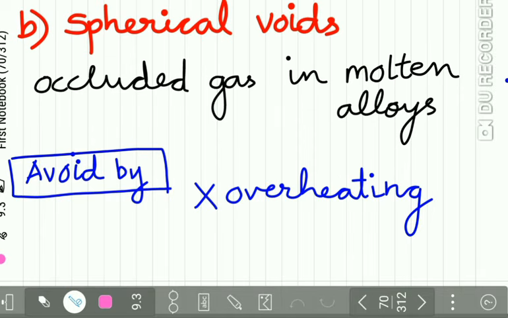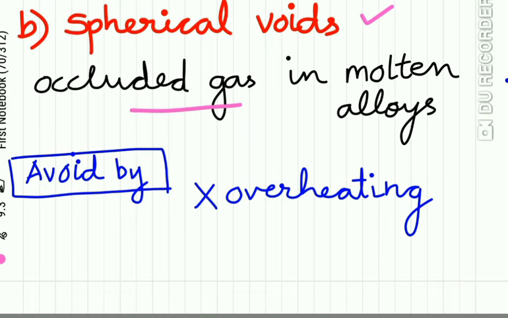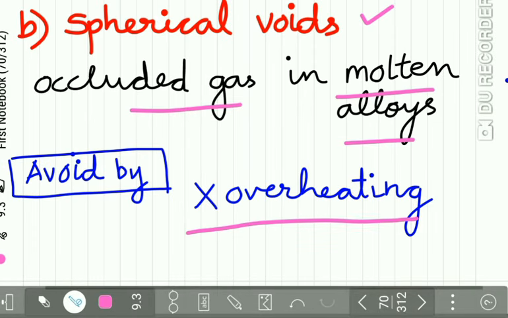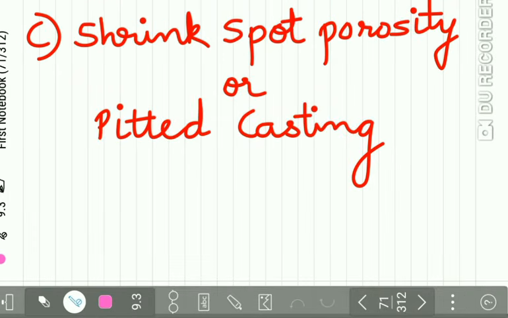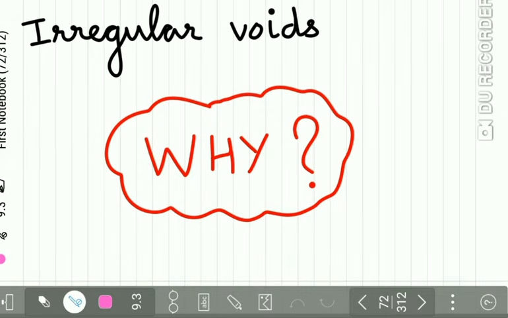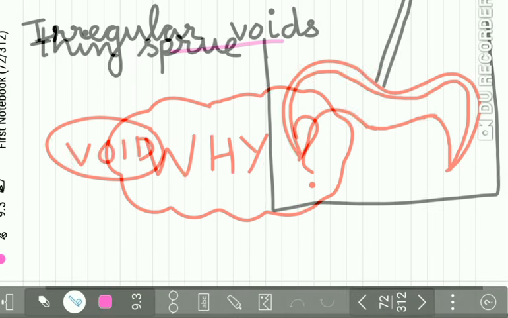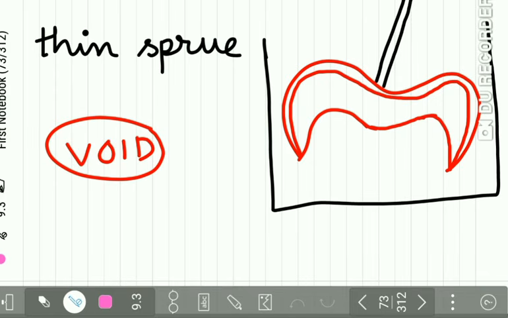Second is the spherical voids. Spherical voids occur due to occlusion of gases in the molten alloys, and these can be avoided by avoiding overheating of the alloys. Then third is the shrink spot porosity or pitted casting. Now what is this shrink spot porosity? These are irregular voids, and why do they occur? It occurs due to shrinkage of the molten alloy on cooling.